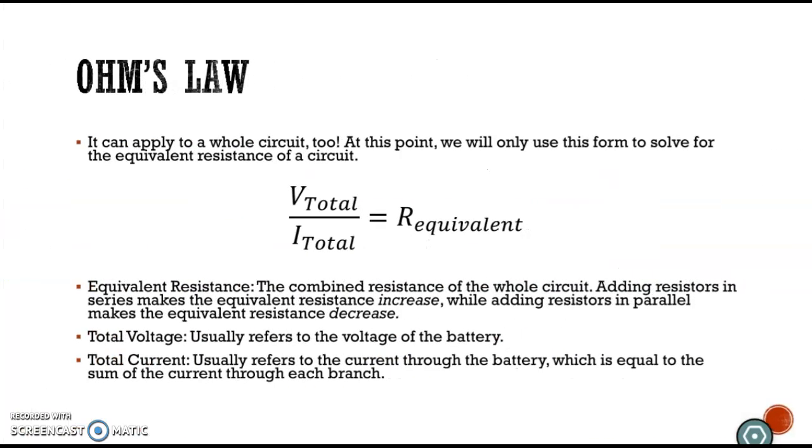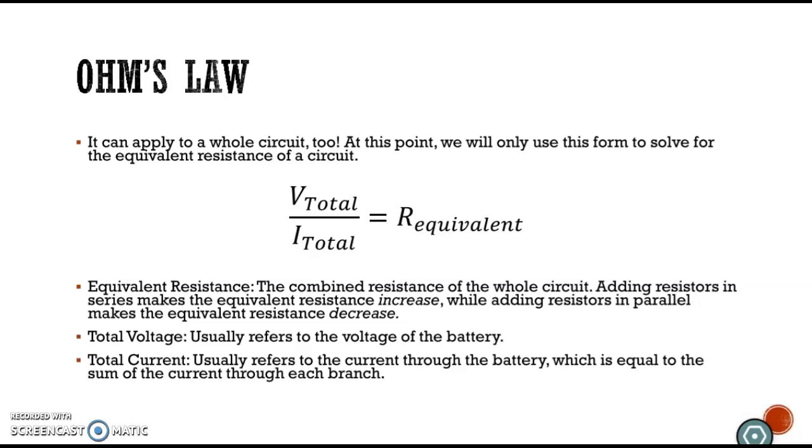Now we can use that for an individual resistor, and that's usually how we use it, but it can apply to the whole circuit. At the point that we're at right now, we're only going to use that equation to solve for the equivalent resistance or the total resistance of a circuit. So I'll rearrange it so that it looks like this, where we are solving for our equivalent or total resistance for the circuit by dividing the total voltage of the circuit by the total current that goes through that circuit. Again, the equivalent resistance, that's just the combined resistance of the whole circuit.